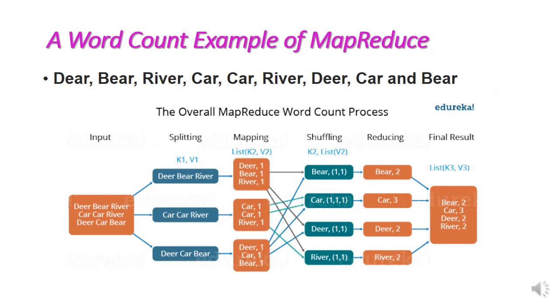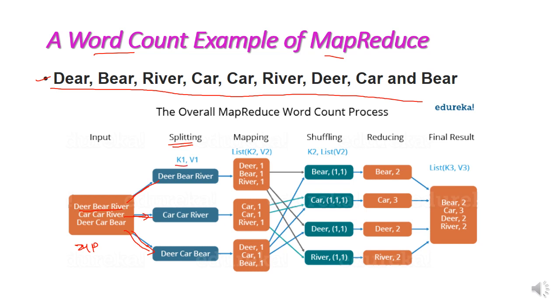And now let us see one example for MapReduce, that is the word count example for MapReduce programming. This is our input. This input will be split into small chunks. In our example we have 3 different chunks of input. The first 3 words will be given to the first chunk, the second 3 words to the second chunk, and the third 3 words to the third chunk.